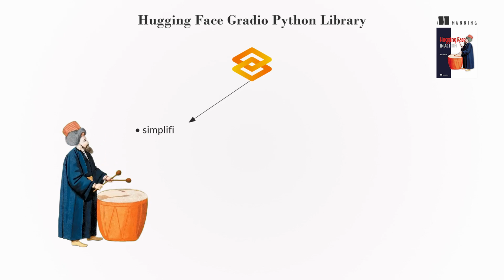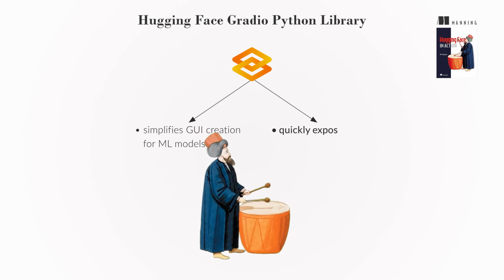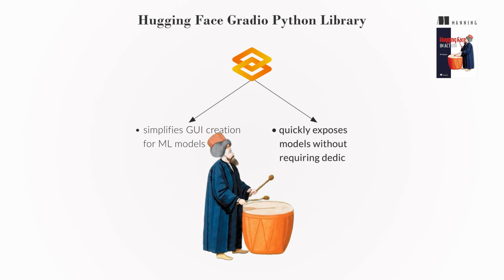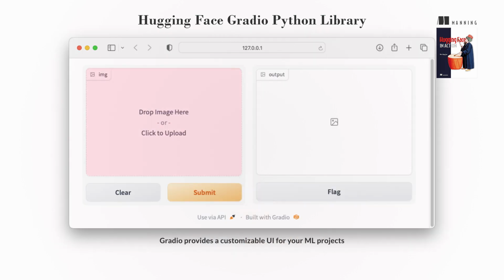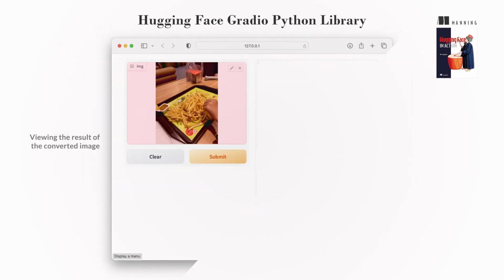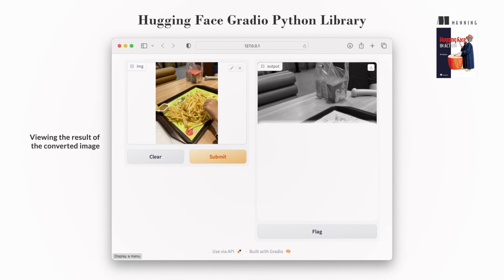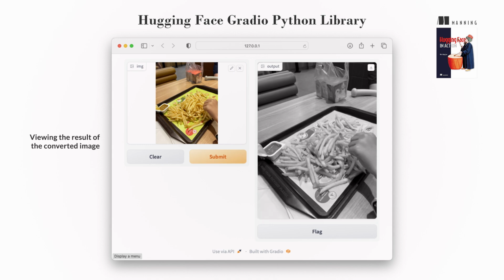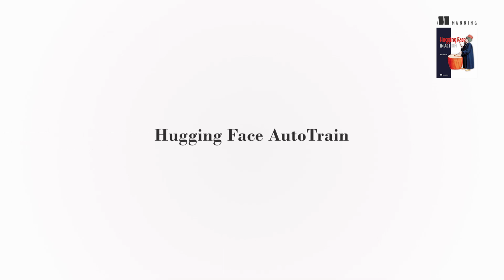Gradio makes it easy to create GUIs for machine learning models. It allows developers to quickly expose their models without needing to build dedicated UIs or REST APIs. For example, Gradio can generate a web-based interface to upload an image and display its grayscale version, hosting the code locally and enabling user interaction with the model.